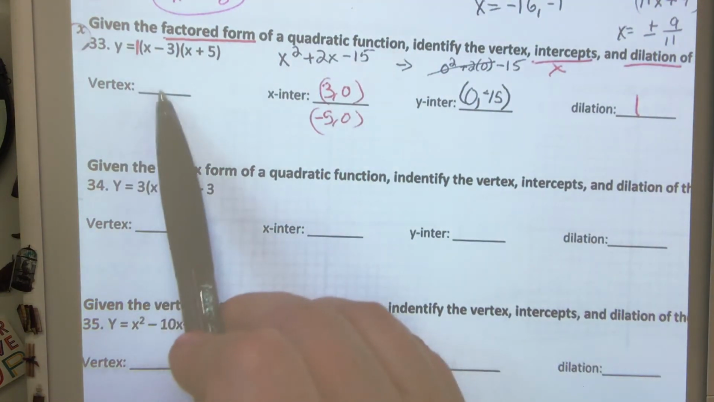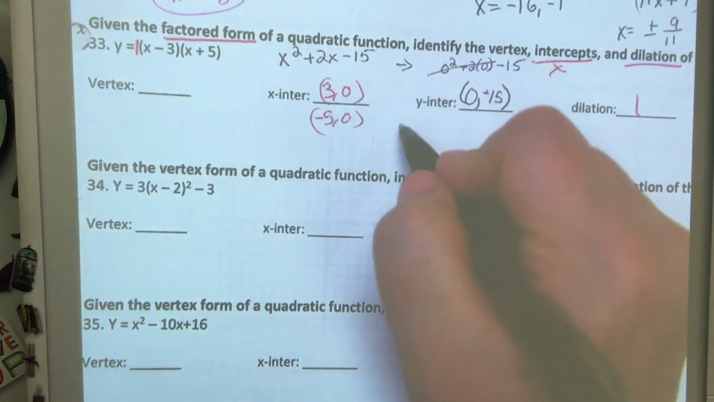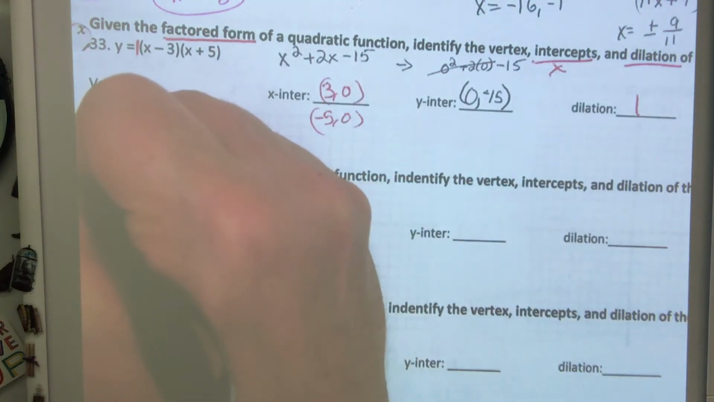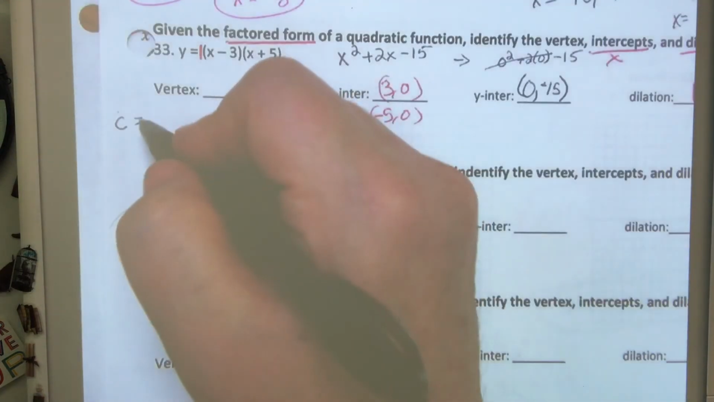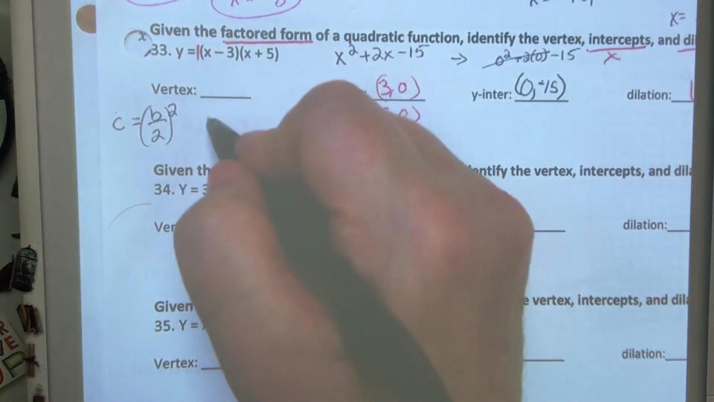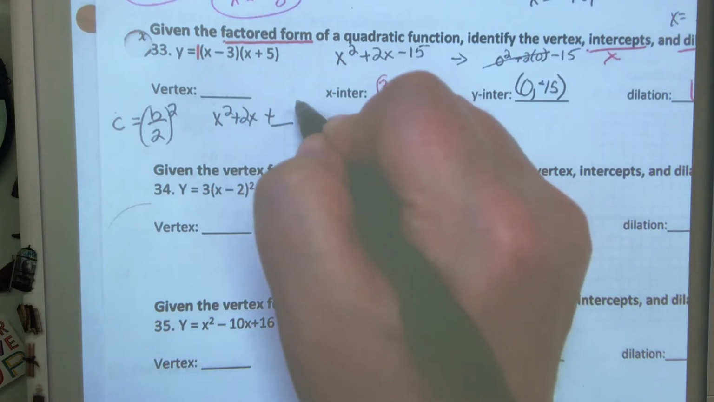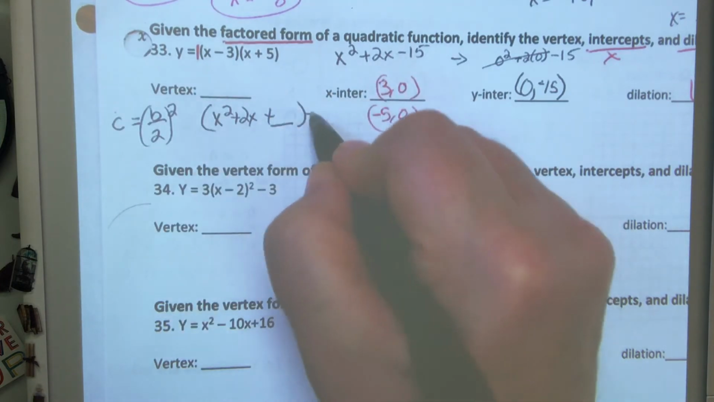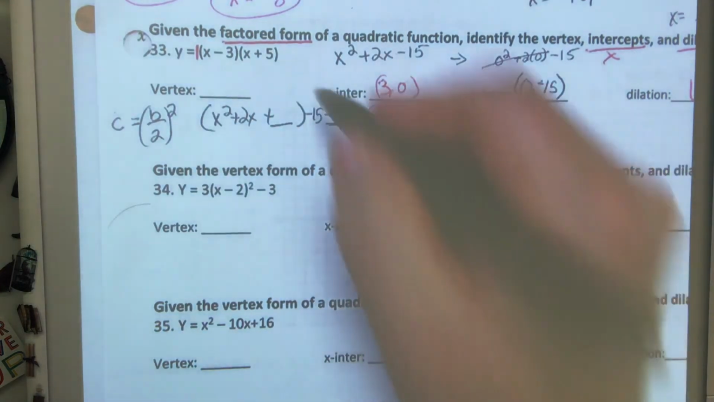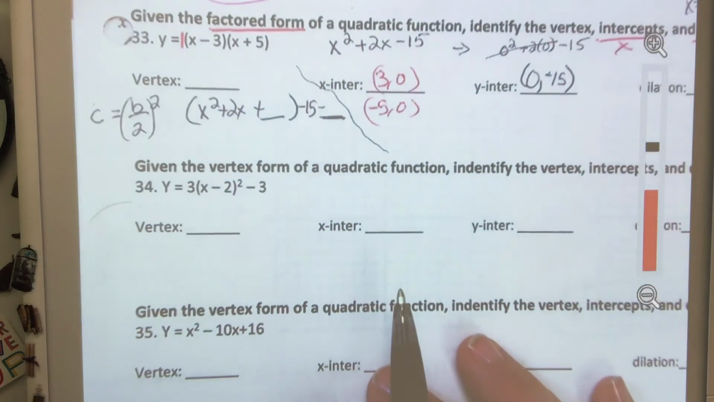The only way to find the vertex is to complete the square, which I will be doing on the other side. I will show the work quickly for what I would do if I was completing the square. Remember, the new c is b over 2 squared. So I would have x squared plus 2x plus something minus 15 minus something. Let me just do this so we don't get mixed in with the x-intercepts.